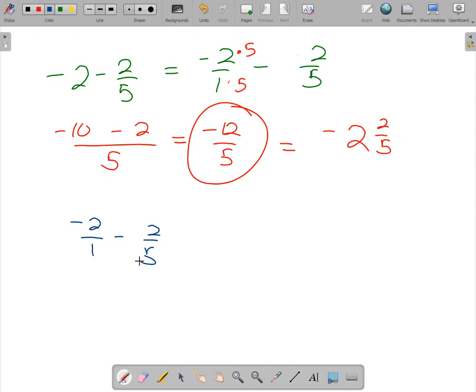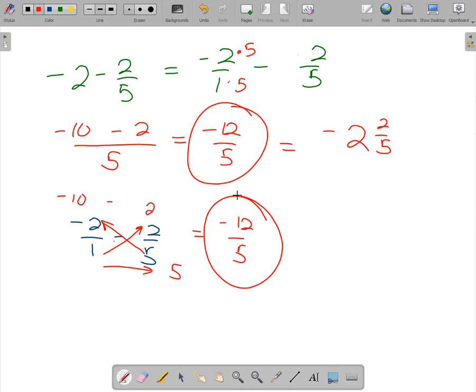-2/5. I could use the arrow algorithm. Remember that? The arrow algorithm works on addition or subtraction, and it just says multiply across for a denominator. Cross multiply. 5 times -2 is -10. 1 times 2 is 2. What am I doing with these two numbers? Subtracting them, right? What's -10 minus 2? -12/5, same answer I got before.